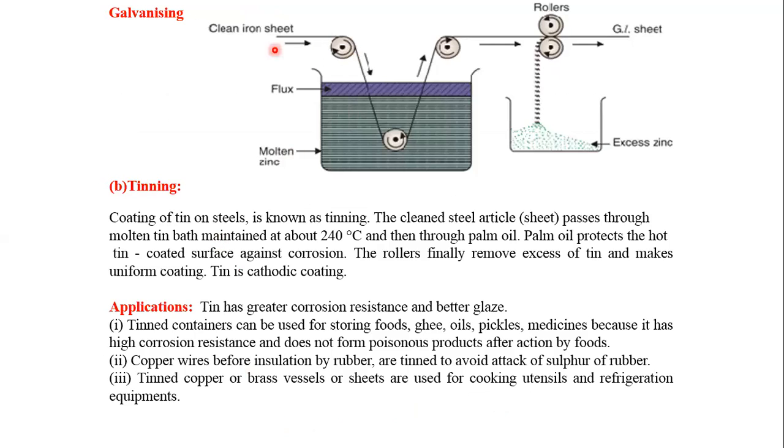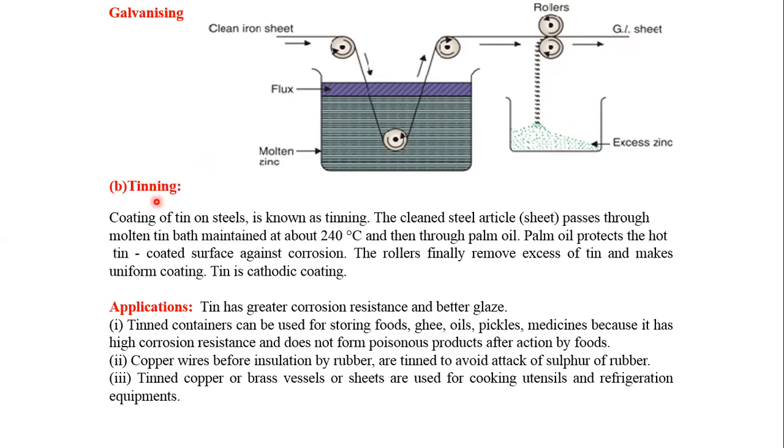So this is the diagram. This is the molten zinc. We maintain the temperature at 425 to 430 degrees Celsius. This bath is covered with the flux to prevent the oxidation process. And then first the clean iron article or sheet is dipped in this molten zinc. After that, the uniform coating is not there. To get the uniform coating, we pass it to the rollers. By using these rollers, we remove the excess zinc. We will collect the excess zinc in this bath and then finally we will get the galvanized iron sheets.